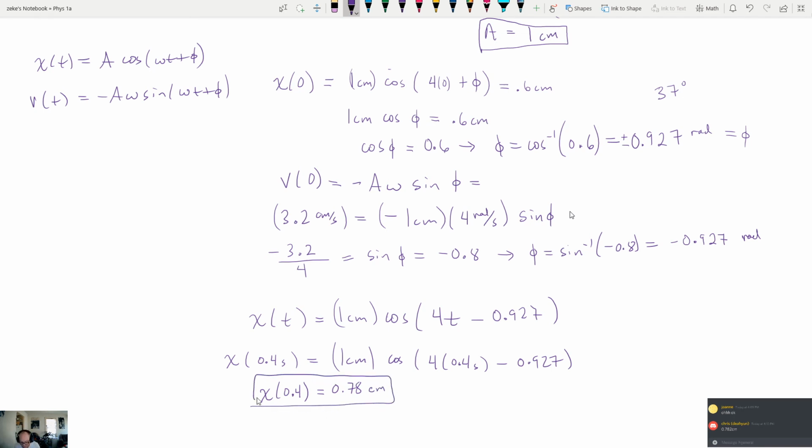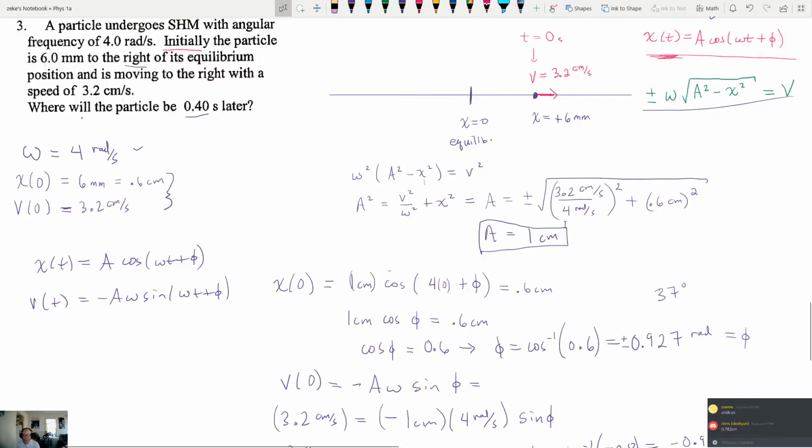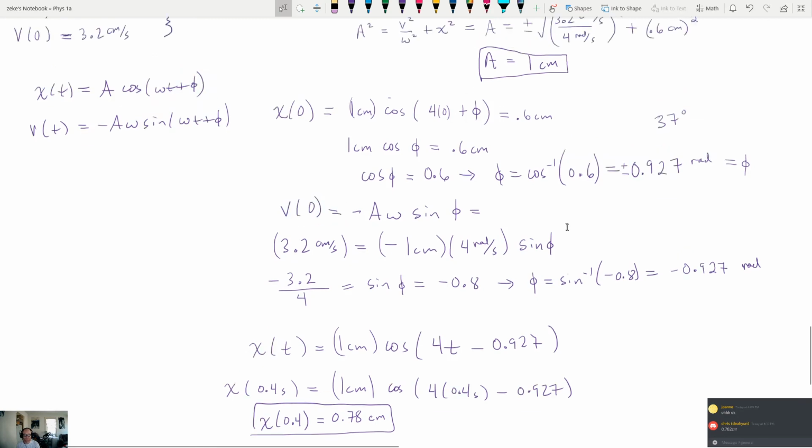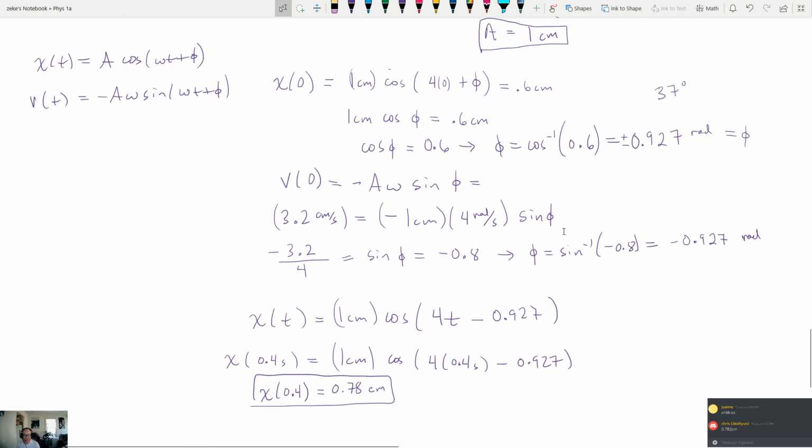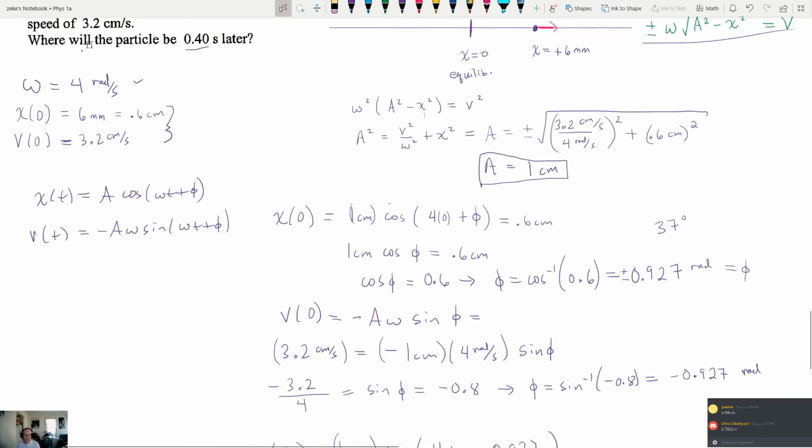And since the answer is positive, that means it's going to be 0.78 meters to the right. Now let's ask a couple questions to see if this is reasonable. The angular speed was 4 radians per second, right? What's the period? Well, the period is given by 2 pi divided by omega. So in this case, that would be 1.57 seconds.